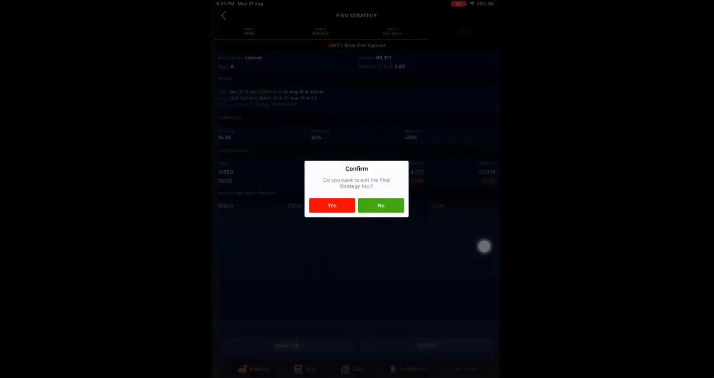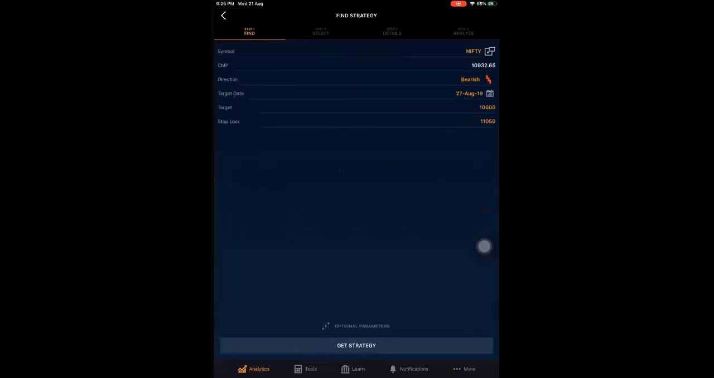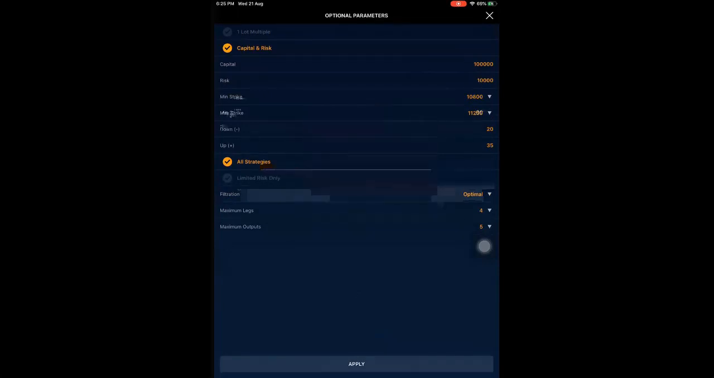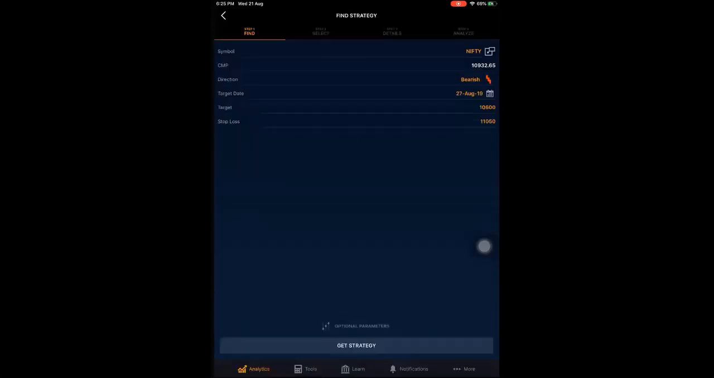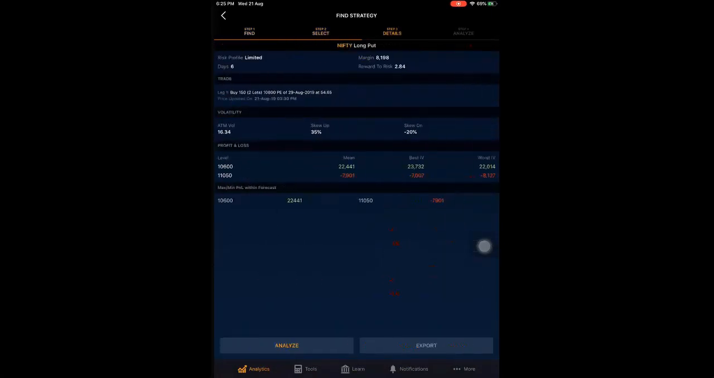So when I say I don't want to go for 10,400, we can go back to our settings page and change it to, say, 10,800. The min strike, keep it as 10,800, max strike, keep it as 11,250. Apply, get strategy, done. Now this strategy would be different. It is asking me to buy 2 lots of the 10,800 put at 54 rupees.